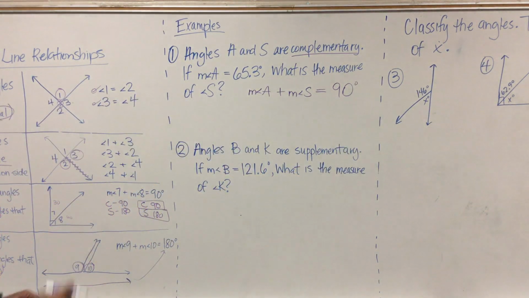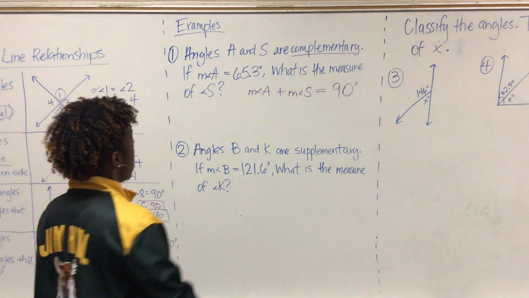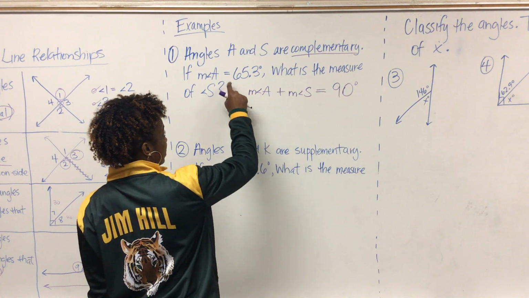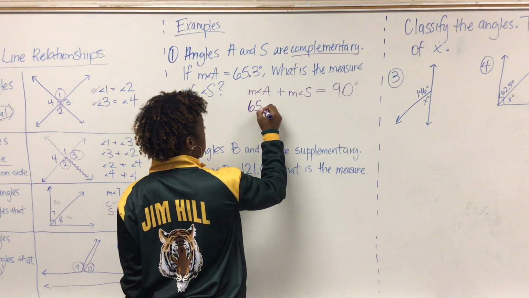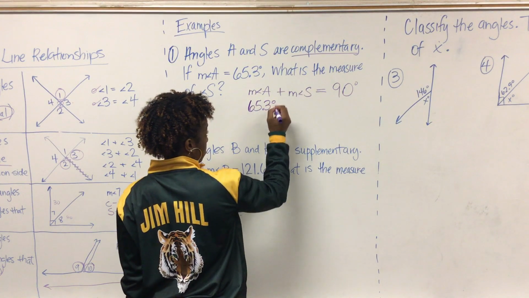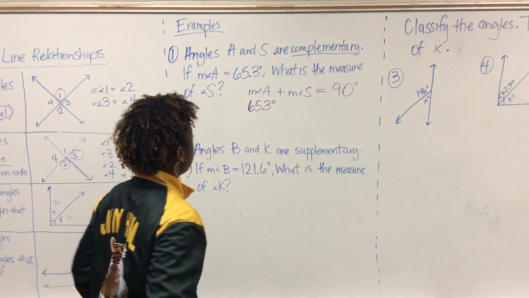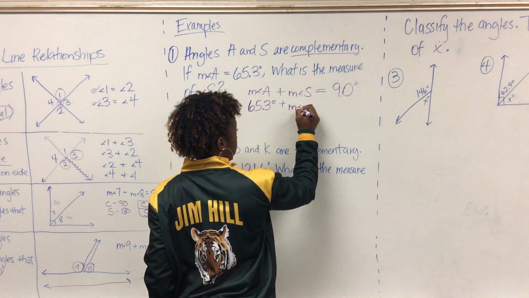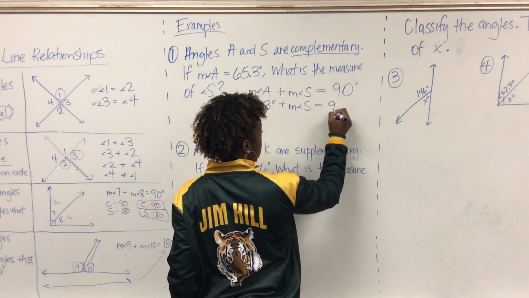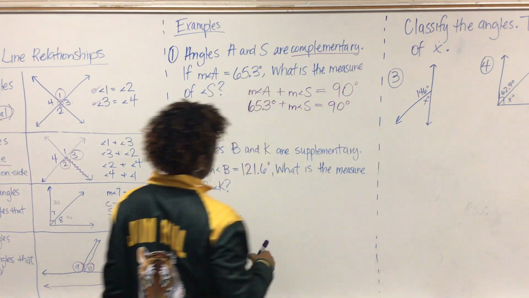So now we have our equation set up just like the one we saw in the definition. Next thing will be to sub in what we know. We know the measure of angle A is 65.3 degrees. We do not know the measure of angle S. That's what we're trying to figure out. So we're just going to bring it down. And it equals 90 degrees.